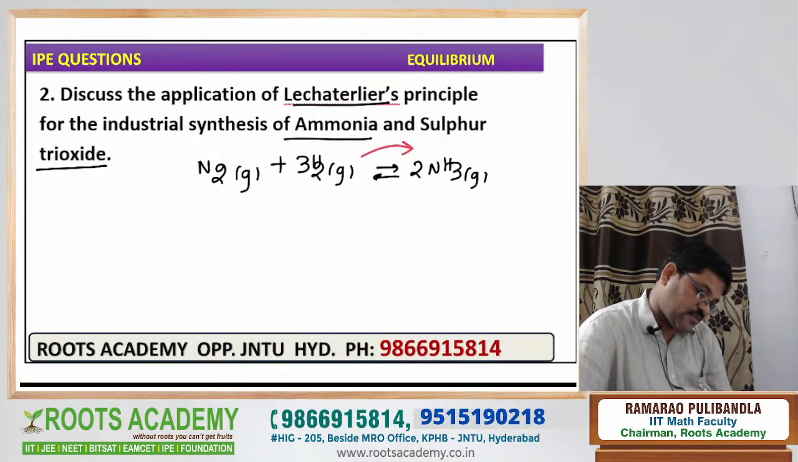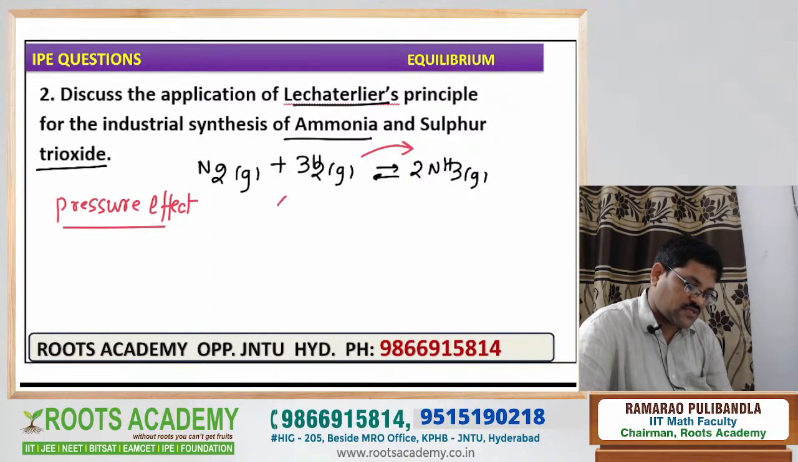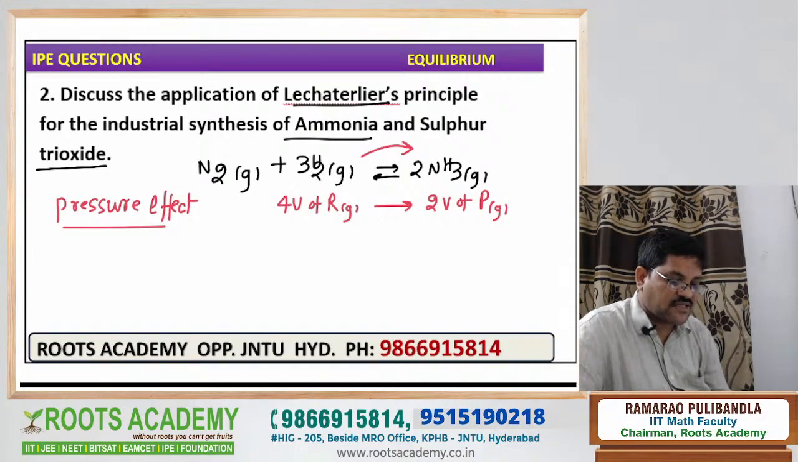Now, first we discuss the pressure effect. This is 1 mole, this is 3 moles. This is 4 volumes of the reacting gases, which gives rise to 2 volumes of the product gases. That means 4 volumes of reactants give rise to 2 volumes. Volume decreases. Therefore, high pressure is required.